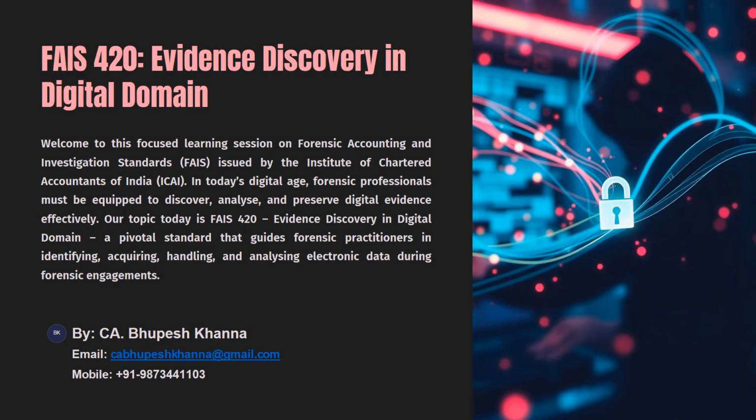Welcome to this focused learning session on forensic accounting and investigation standards issued by the Institute of Chartered Accountants of India. In today's digital age, the majority of financial and operational data is stored electronically. Accordingly, forensic professionals must be equipped to discover, analyze, and preserve digital evidence effectively.